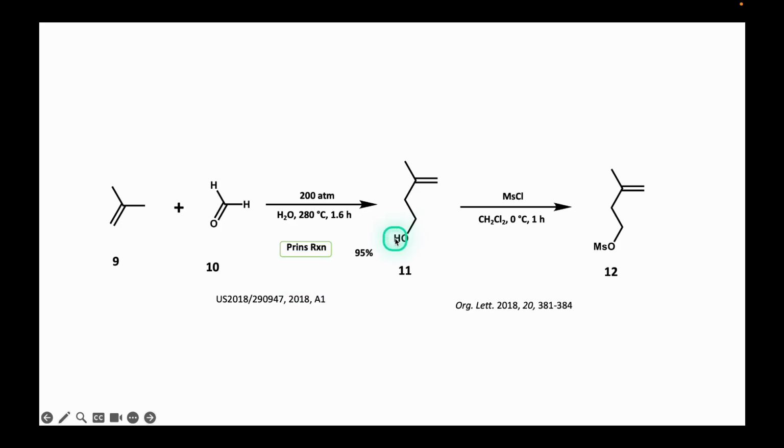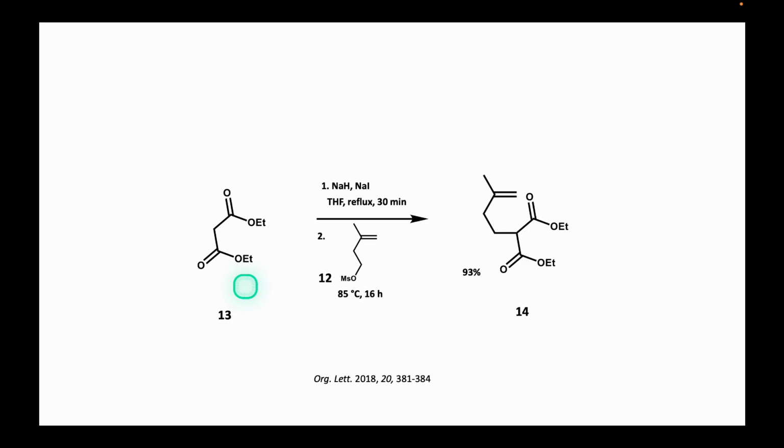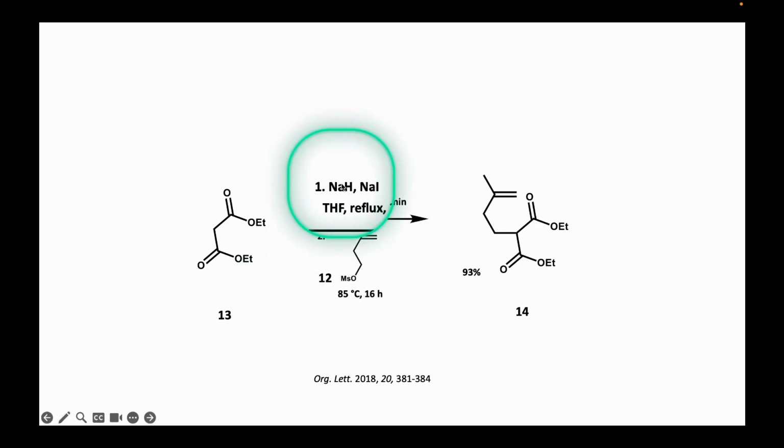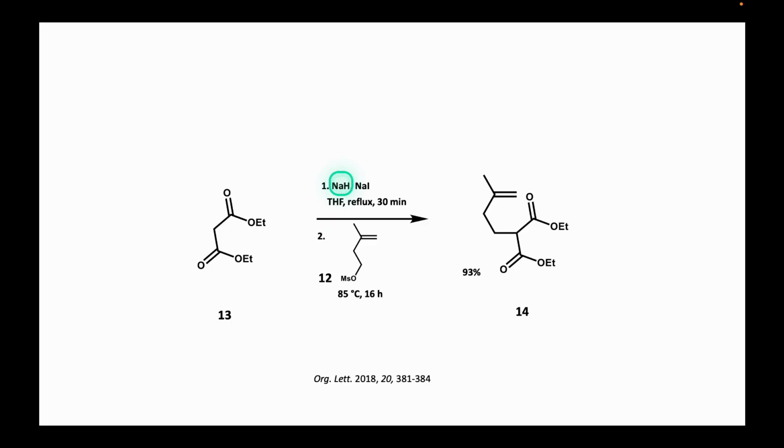The primary alcohol 11, upon reacting with mesyl chloride, forms mesylate 12, which is then used without further purification in the subsequent reaction. Diethyl malonate 13, in the presence of sodium hydride, forms its conjugate base, which then reacts with the mesylate through a nucleophilic substitution to generate the substituted malonate 14.